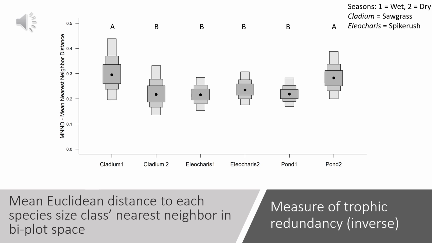For the spikerush marsh, where we predicted the increased competition in the dry season would increase nearest neighbor distance, we did not see a notable change between seasons for the spikerush marsh. However, in the pond, we saw an increase in nearest neighbor distance in the dry season. This is the opposite of what we expected since competition is lower in the dry season than the wet season for the pond. This may be driven by the fact that while there's an influx of resources that lowers competition, those resources are themselves not very diverse, leading to an increase in trophic redundancy.